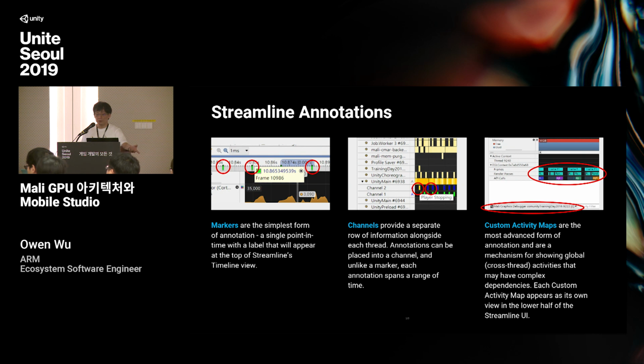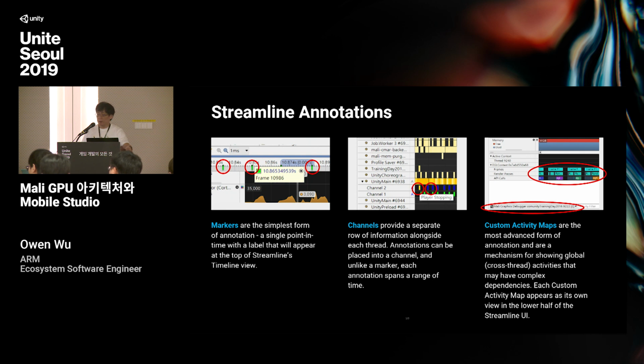As you can see from the picture, the green labels on the top are the markers. And the second one is a channel. Many annotations can be placed into a channel. And unlike a marker, each annotation spans a range of time. You can use it to measure the time you spend on a task, so you can mark the total time the game spent on some operations. On this picture, the yellow and the blue labels represent different annotations in the same channel.